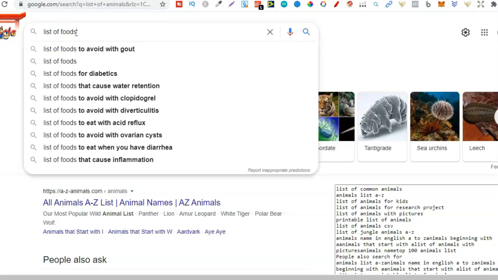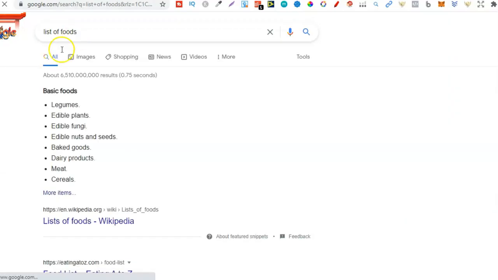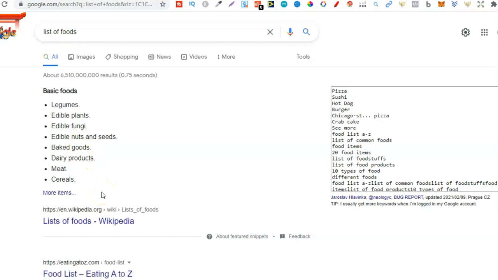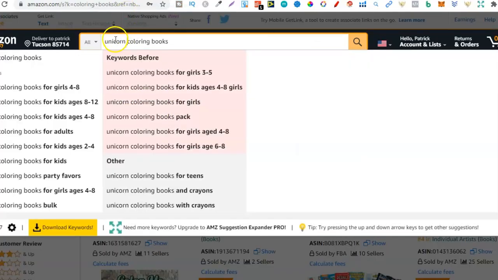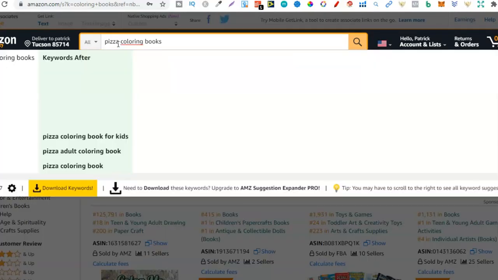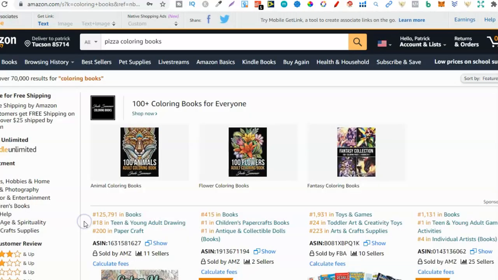So lists of foods, we could do that, go through Google, take a look at all these and see if there's actual demand. So popular foods, meaning something like pizza. I wonder if people are actually searching for that. Pizza colouring books. Now we can see that Amazon's actually auto-populated this, which means that people are searching. And right here we can see a pizza colouring book for kids, pizza adult colouring book, or just a pizza colouring book in general. But again, it's not that hard to find all these different types of niches, and you can never ever run out of ideas.